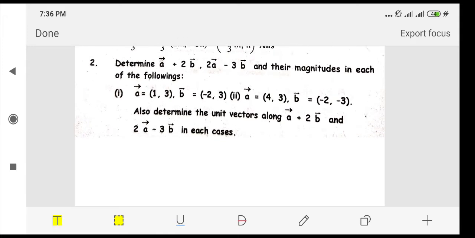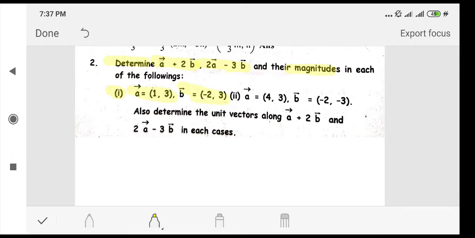What does question number 2 say, what do we have to do? Determine vector a plus 2 vector b, 2 vector a minus 3 vector b, and also their magnitudes, in each of the following. First, vector a is given as 1 comma 3, vector b is given as minus 2 comma 3. Let me go through question number 1 first, and this question 2 will be homework for you.